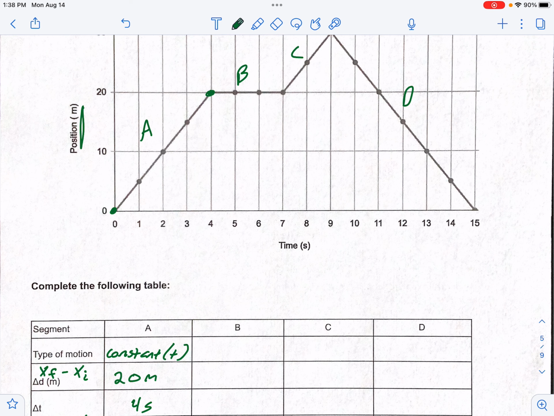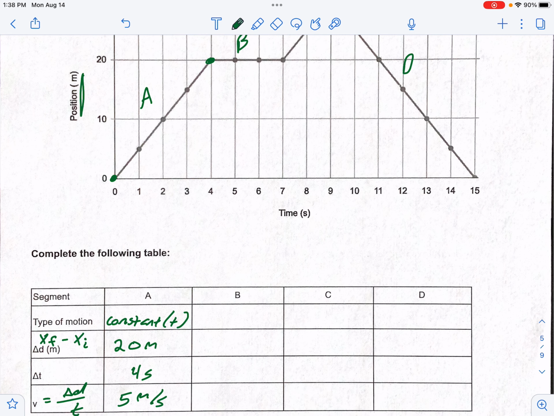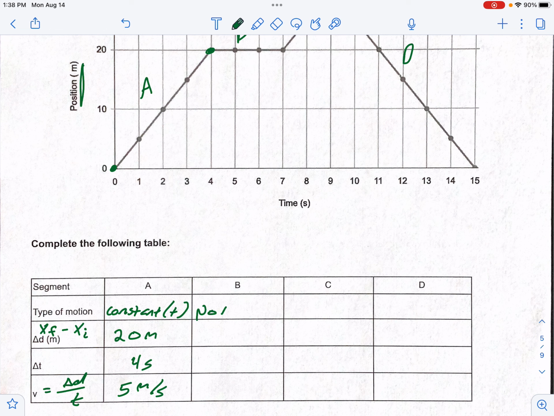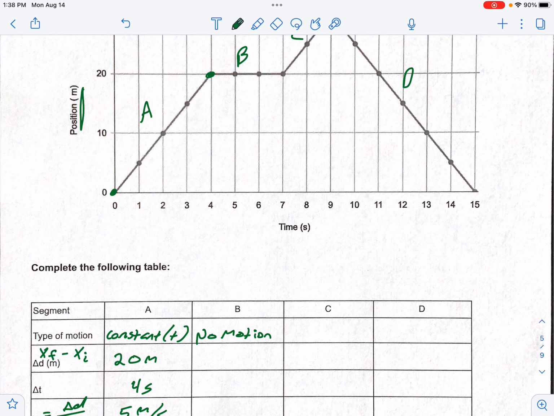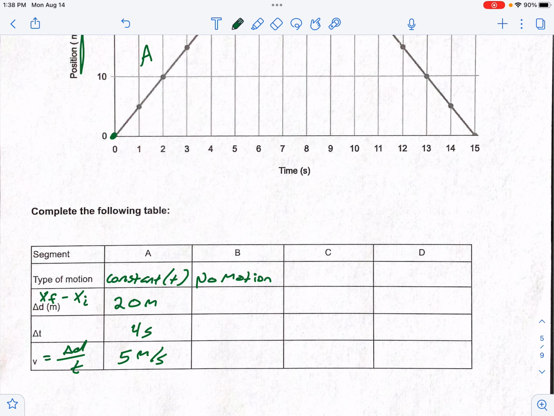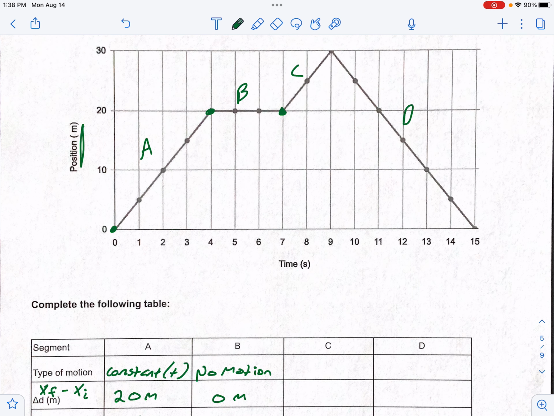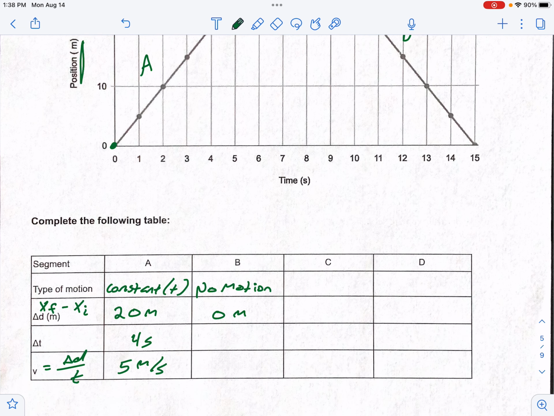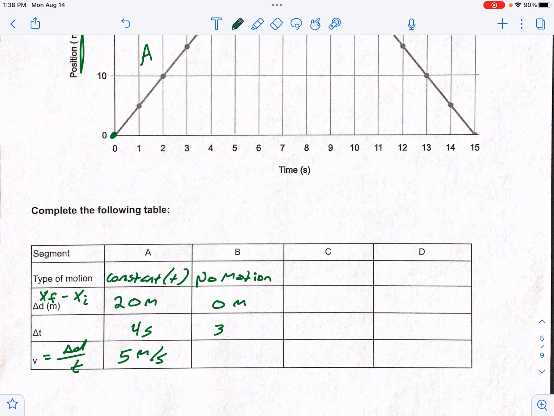Okay, my line B, now that's a flat line, so that means there's no slope, so that's going to be no motion. If I looked at my displacement, we're just doing this for kicks, because I want you to get in the habit of finding displacement. It's always your final minus your initial. My final was at 20 meters, and my initial was at 20, so 20 minus 20 gives me 0 meters. Now, how long were we standing still? We started at 4 seconds, ended at 7 seconds, so it took us 3 seconds for that period of no motion. Now, 0 divided by 3 is going to give me 0 meters per second.